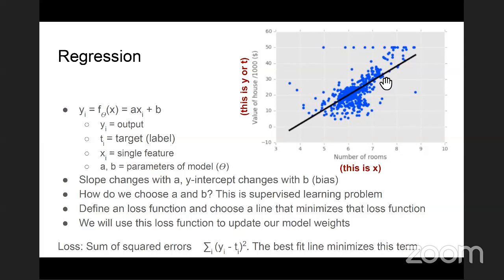Any Ti that is lower than yi is a problem. Any Ti that is above yi is also a problem. So I will take the difference and square it, and take the sum over all the points, and I will try to reduce it by finding good values of a and b. So that's your learning problem.